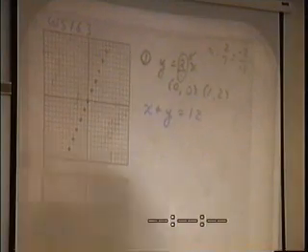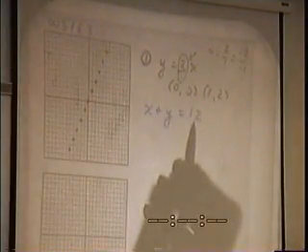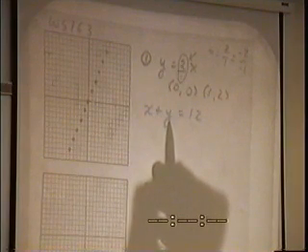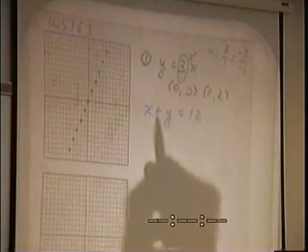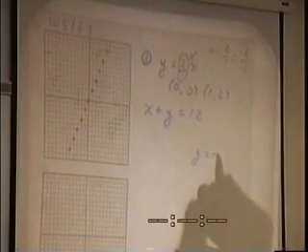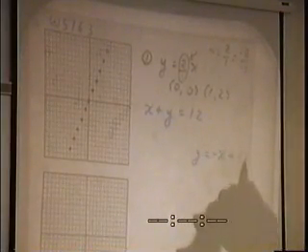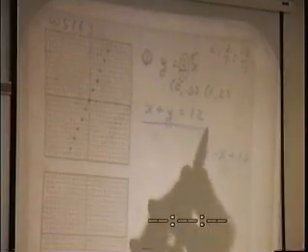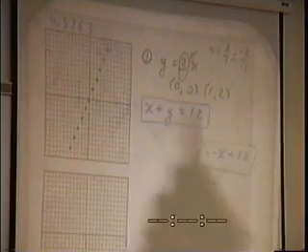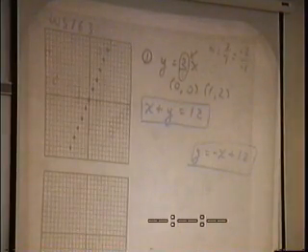I have three methods for graphing this. One of the methods, the first method you learned, was to solve for y, to get y by itself. You add negative x to both sides, and you're done. y is equal to negative x plus 12. This equation is the same as this equation. All I did was add negative x on both sides.